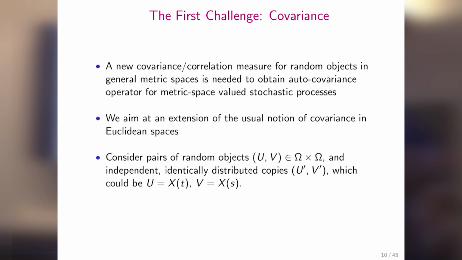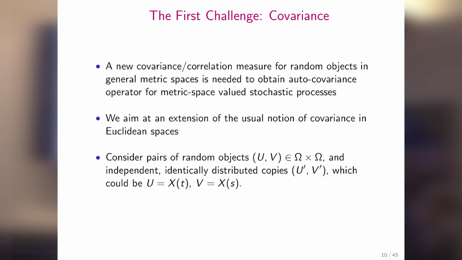So let me walk through the three challenges, okay? The first challenge is covariance. That means, how do I quantify dependency of metric valued processes? So what we did is we introduced a new covariance and correlation measure for random objects in general metric spaces, which we need to obtain something like autocovariance. We want this extension to be contiguous to the Euclidean case. What that means is, in the special case of Euclidean data, it should go back to the usual covariance. That excludes something like distance correlation. It cannot be used because it doesn't actually simplify to the usual covariance in the Euclidean case.